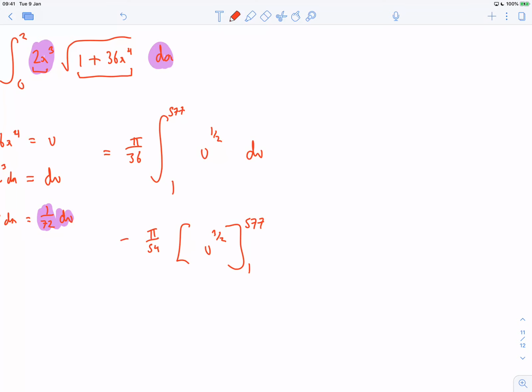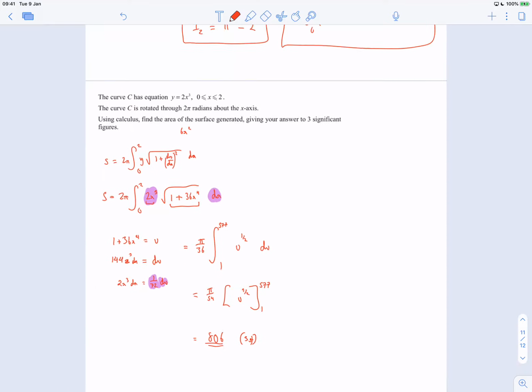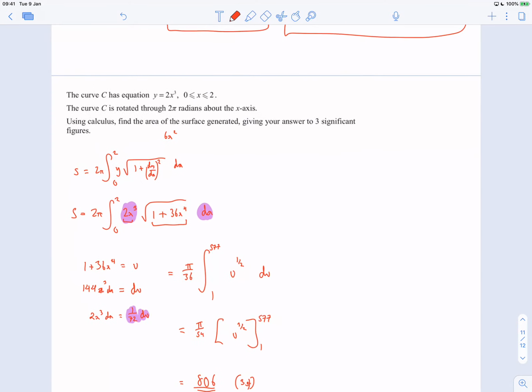So the answer to 3 significant figures is going to be pi over 54, lots of 577 to the power of 3 over 2 minus 1 to the power of 3 over 2 is just minus 1. So to 3 SF, I make that 806 point stuff, but it's 0.2, so I make it 806 to 3 significant figures. That seems a bit weird.